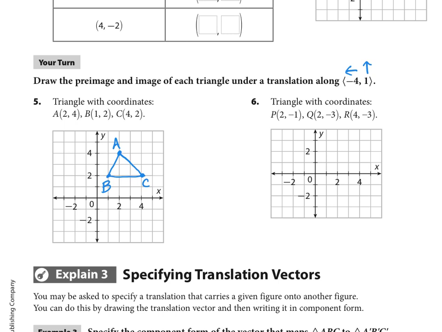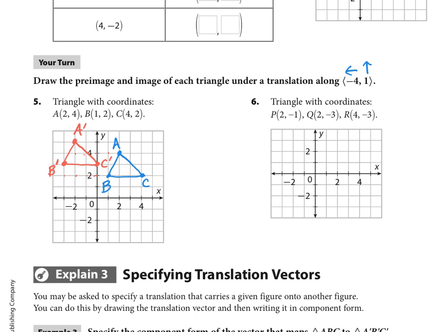So let's go ahead and translate this. If I take the component form or the vector notation, I'm going to go to the left 4 times and up 1. There's A prime. Point B, 4 to the left, 1 up. And C ends up here. I'm going to connect those.